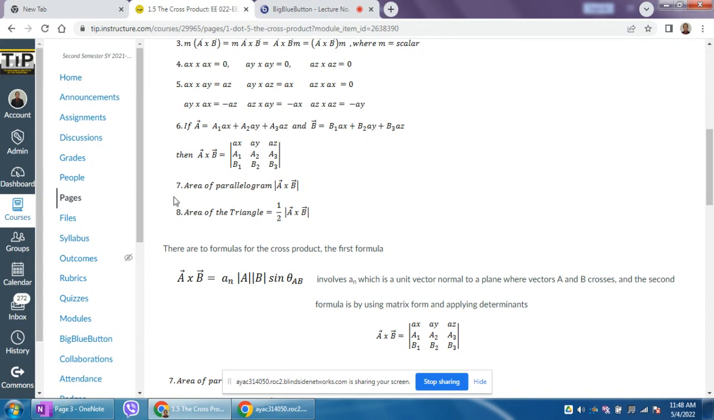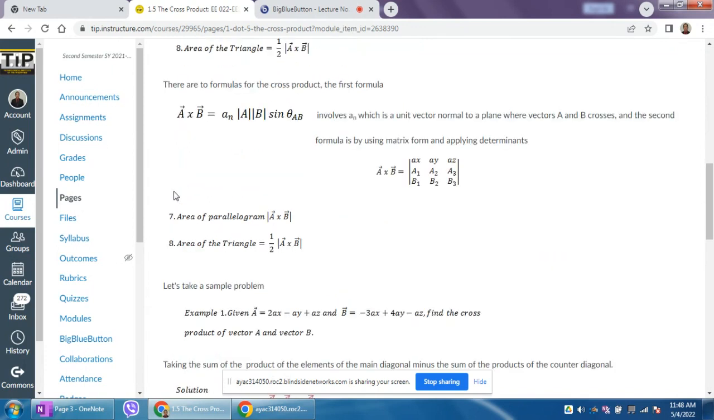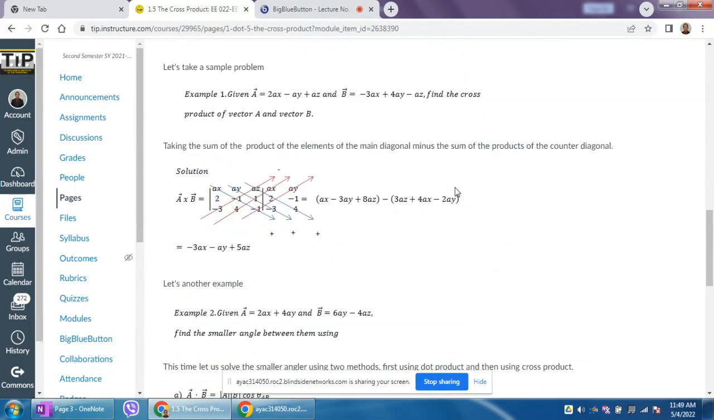Number 7, area of parallelogram is basically the magnitude of A cross B. And then area of the triangle is 1/2 of the area of the parallelogram. Okay, so there are two formulas po for cross product. Pareho ng dot product. Ito po yung isa. A cross B is equal to AN, magnitude of A, magnitude of B, sine of theta AB. And then A cross B is equal to yung matrix ng AX, AY, AZ, A1, A2, A3, B1, B2, B3. Okay.